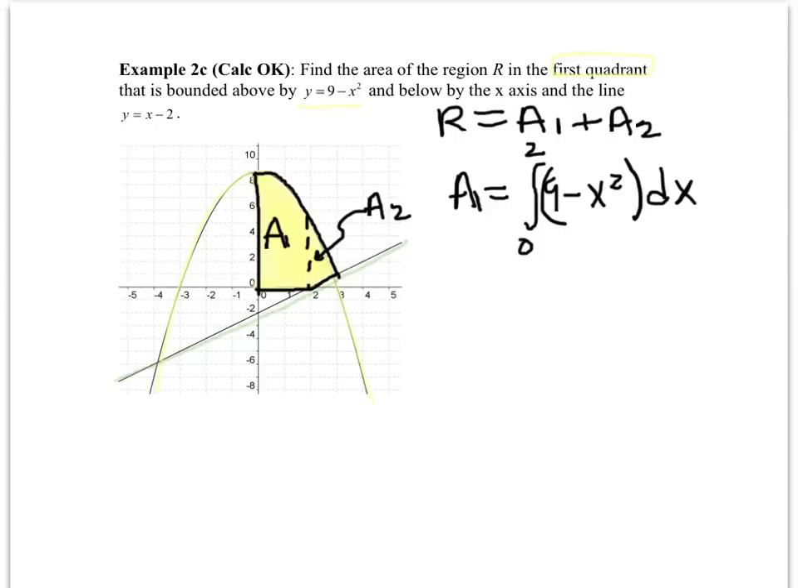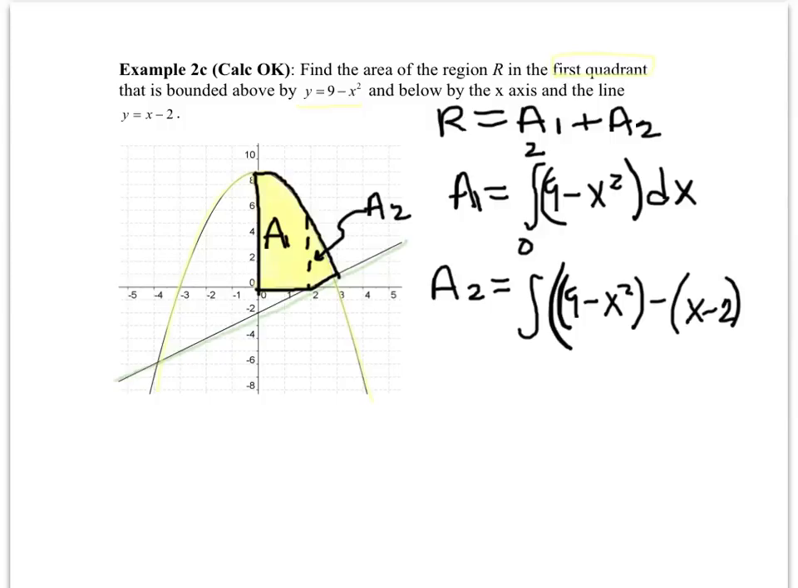Now for the other region, A2, okay, our top function is still that 9 minus x squared, but this time the bottom of the shaded region is the line x minus 2. And all of that dx. Now when it's a calculator OK problem, you don't have to worry about simplifying because your calculator is going to do that for you. Now for region A2, my left bound is 2. That's where the first shaded region left off.